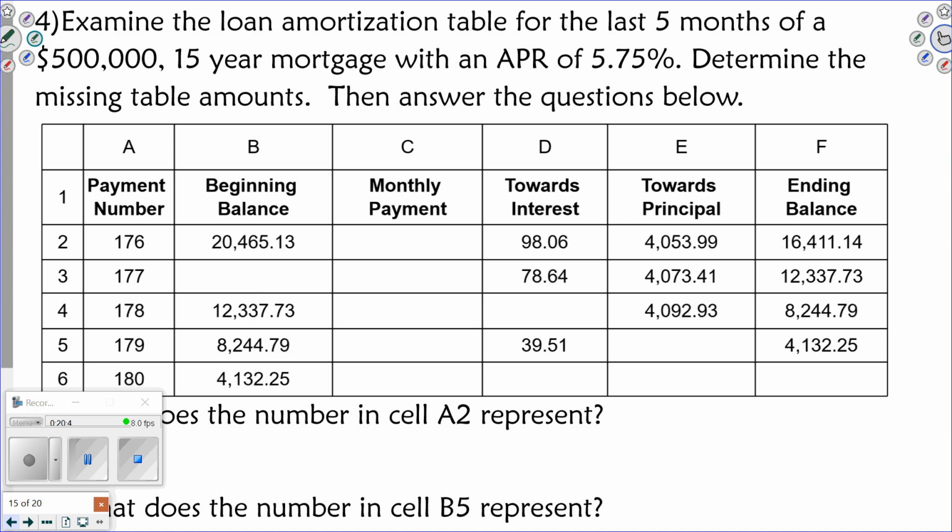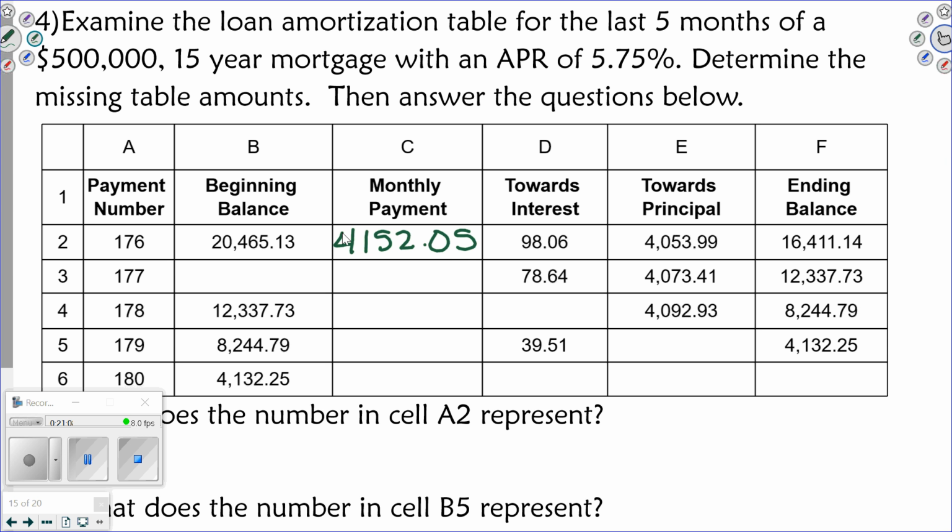We know that the monthly payment is split either towards interest or towards principal. So these two numbers together should give you your monthly payment, right? Does that make sense? So if we just add those two numbers together, our monthly payment is $4,152.05. That was nice. I didn't actually have to use the big formula.